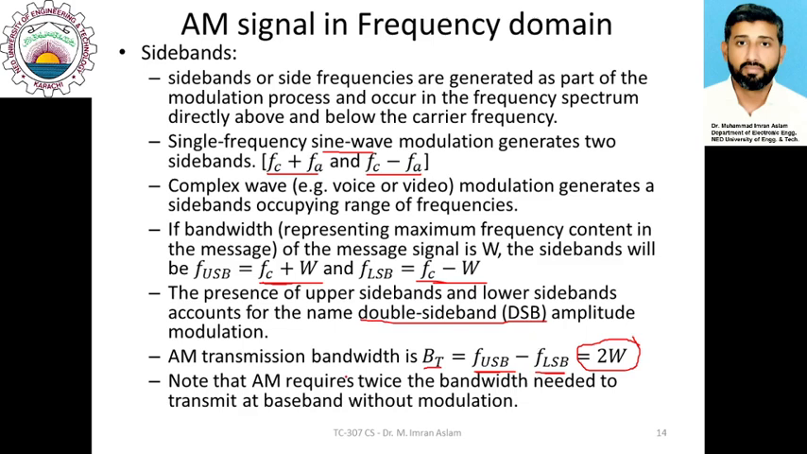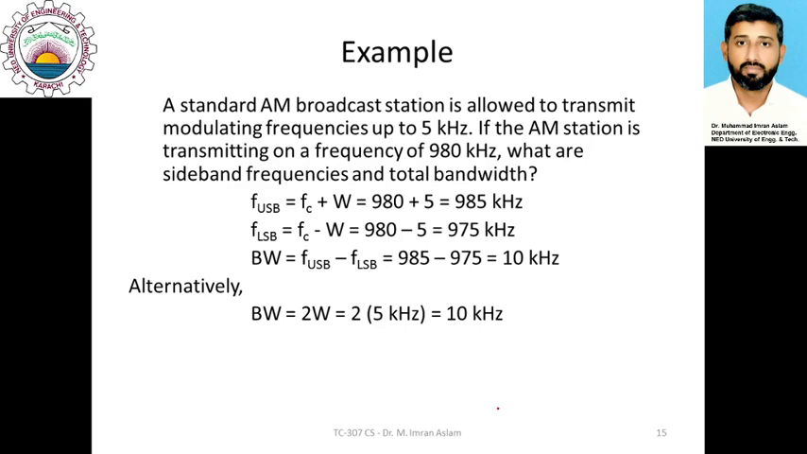That means after modulation our bandwidth requirement becomes double. So AM requires twice the bandwidth needed for transmission than the baseband signal without modulation. This is one of the important characteristics of the AM signal, that it requires twice the bandwidth of the unmodulated signal. So let us take a very simple problem.